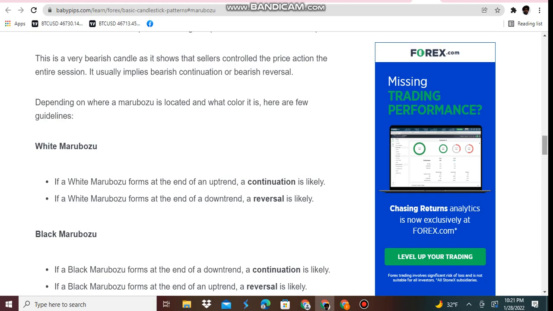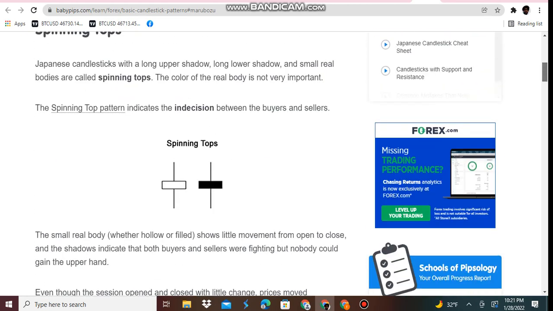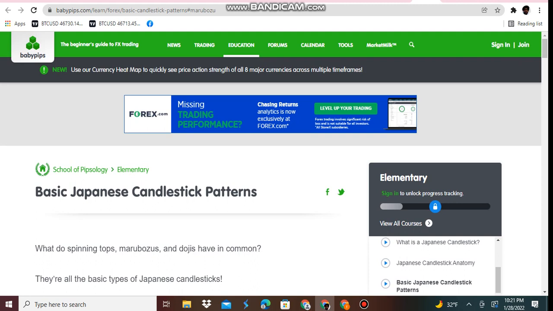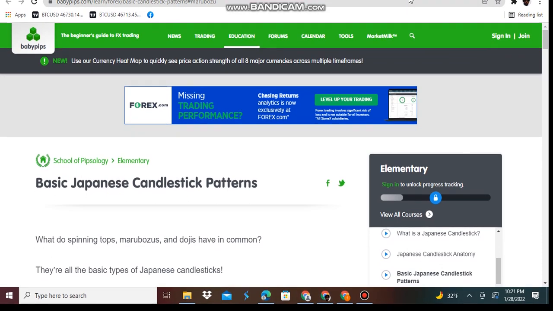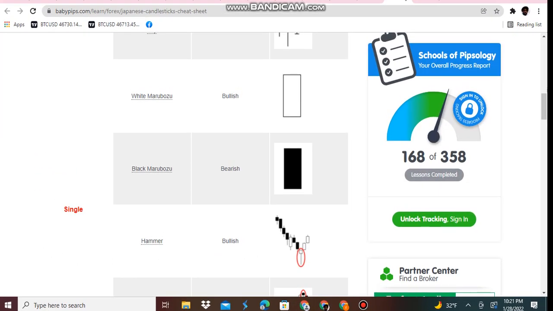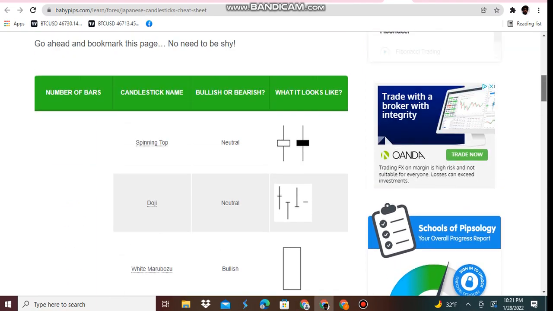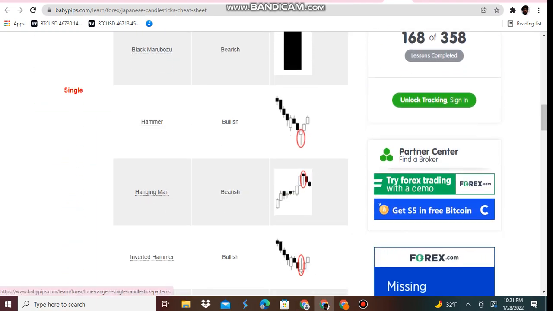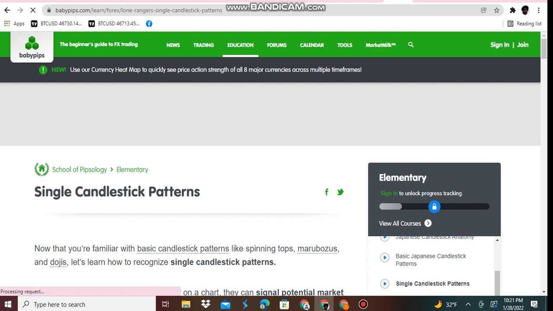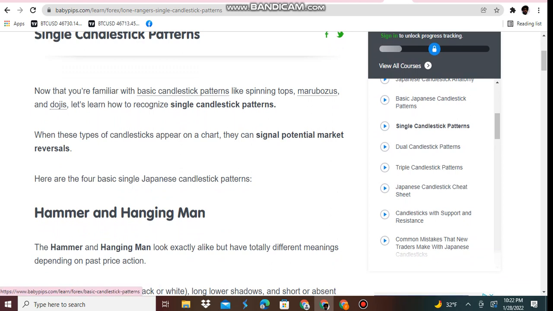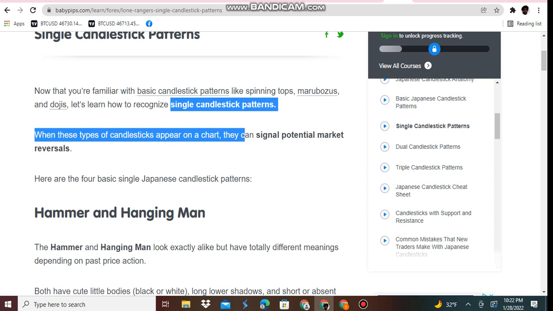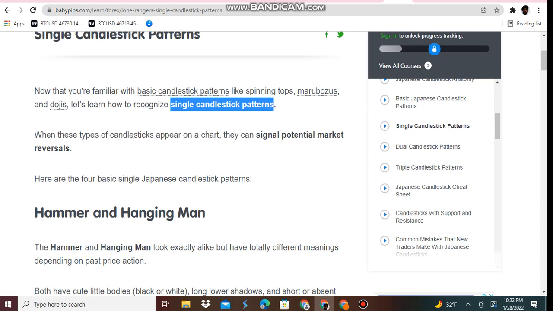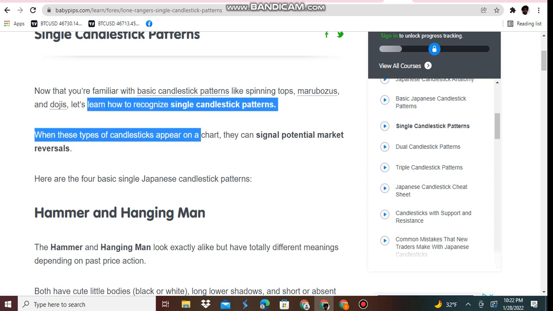All right. So the next single candlestick pattern that you will see in this market is a hammer. You'll see this candlestick pattern as well. Single candlestick pattern right here, a hammer, is another candlestick pattern that you will see at the end of a downtrend. I just want y'all to be able to recognize the candlestick patterns, as you'll see them frequently in the market. So learn how to recognize single candlestick patterns.